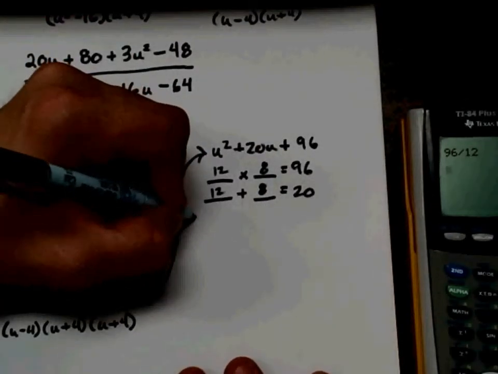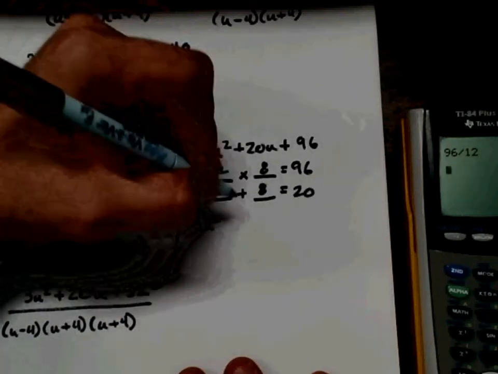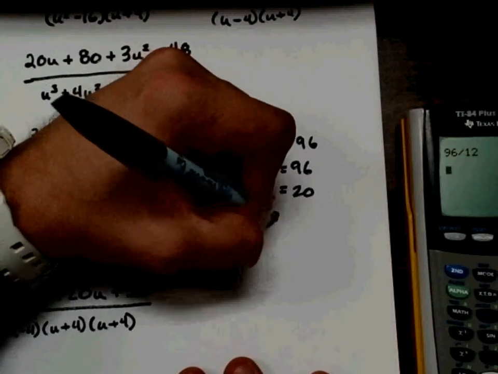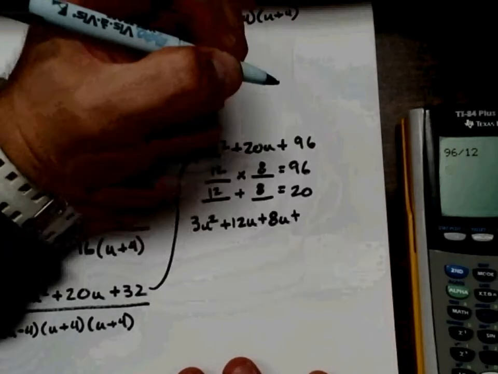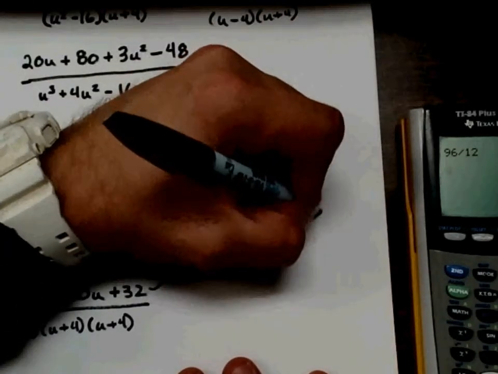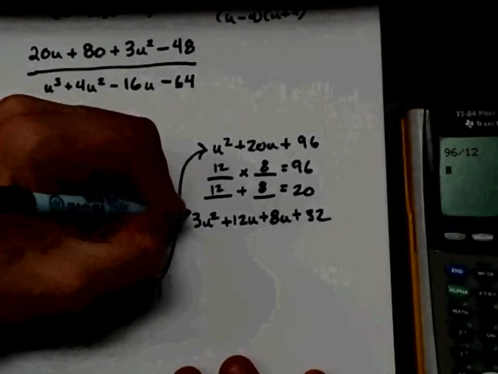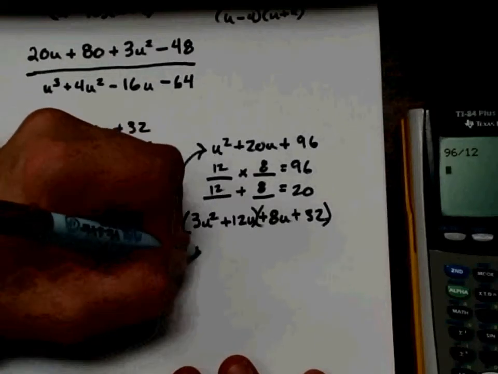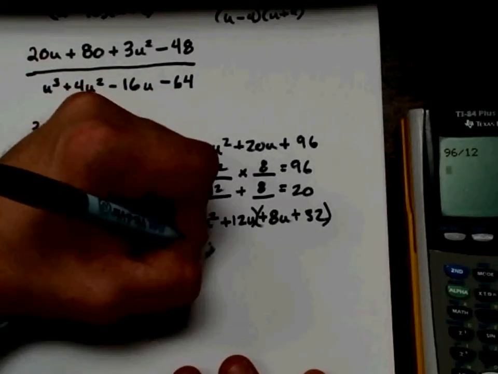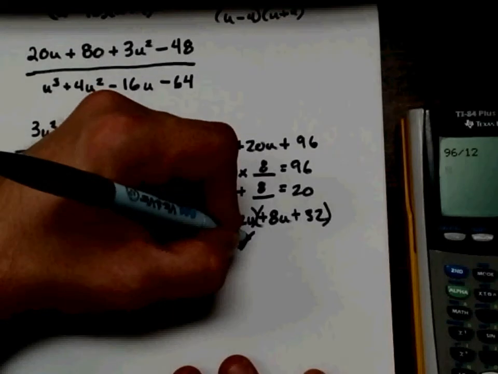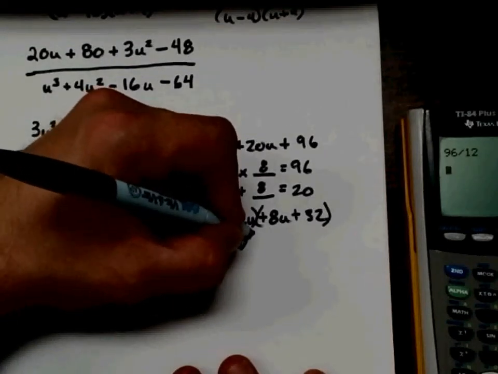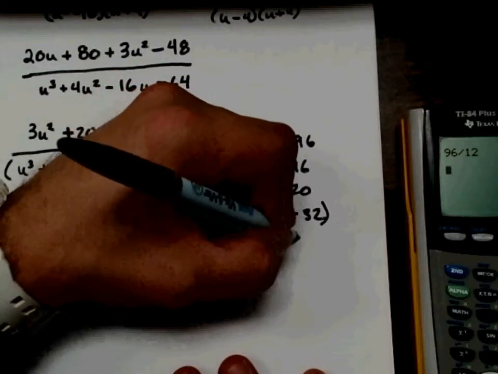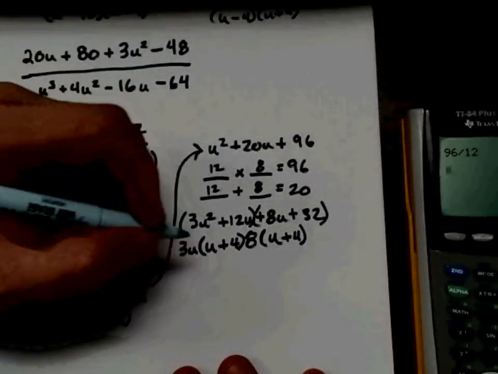So I plug it back into my original, which is 3u squared plus 12u plus 8u plus 32, which is my original problem. Here's my grouping. I'm going to factor out a 3u right here, and that's going to leave me with u plus 4. I'm going to factor out 8 right here. That's going to leave me u plus 4.